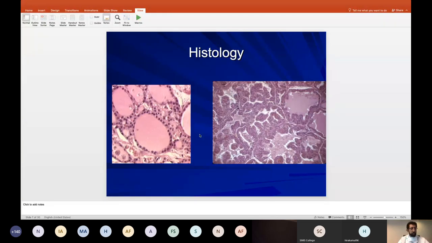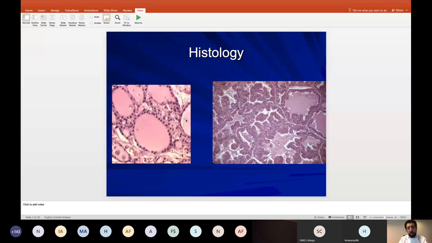Few words about the histology of thyrotoxicosis. On the left side of the screen, you can see that this is a normal thyroid histology. You can see that the follicles are lined by cuboidal cells, and there's a lot of colloid inside the follicles. This is relatively a normal gland, which is showing a normal activity. And there are certain follicles which will be more active, and they will actually have a lesser amount of colloid material in them, and this is a normal working thyroid.